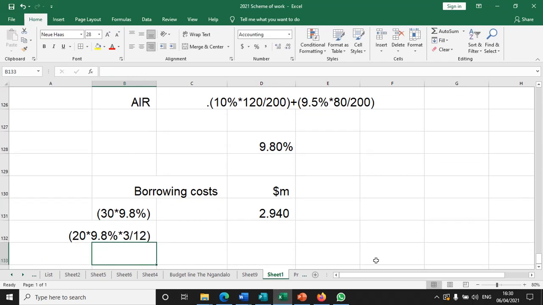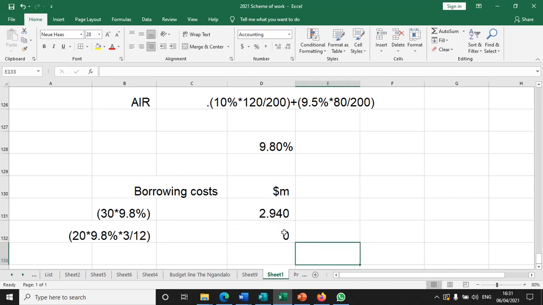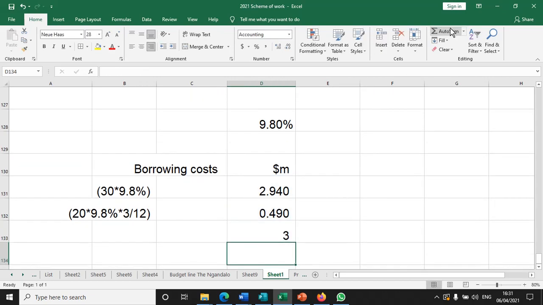I think this is not supposed to be very difficult. So again, 20 by 0.098 is 0.09. Yes, 0.09. That's a percentage there. Then multiply that by 3 over 12, which is as good as 0.25. So we just introduce the decimals, 3 decimal places, and then we sum up. So I'm getting 3, but again, if I use that, I'll be getting that much.